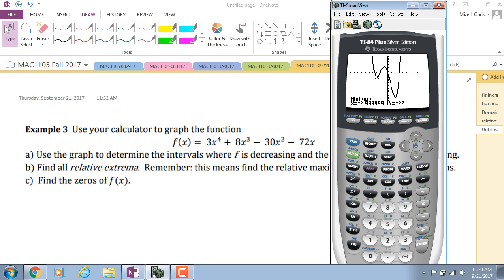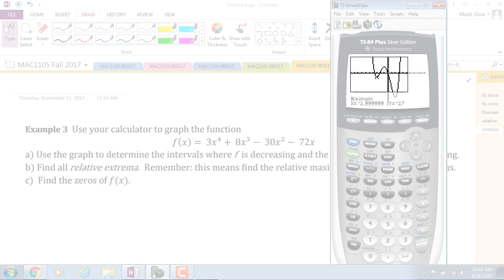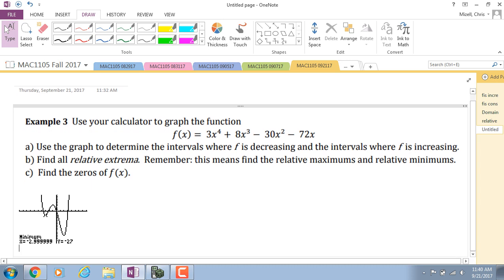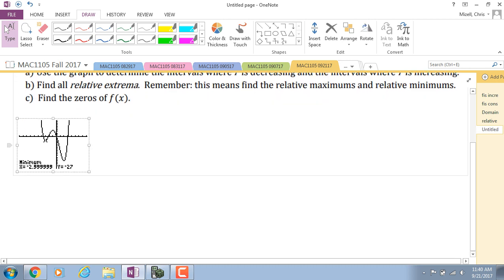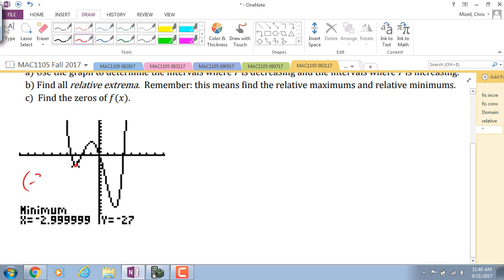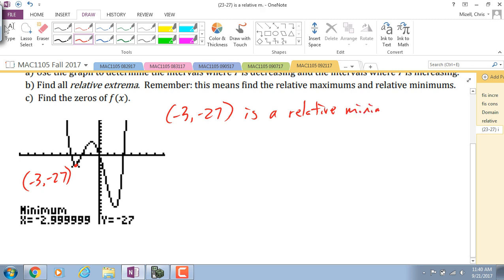In fact, it is negative 3 in this example. If you take negative 3 and physically substitute that for x there, and there, and there, and there, it will give you exactly negative 27, and that will be the relative minimum point. I'm going to capture this graph. Enlarge it a little bit. So negative 3, negative 27. There are a couple different ways we could say this. We could say negative 3, negative 27 is a relative minimum point.